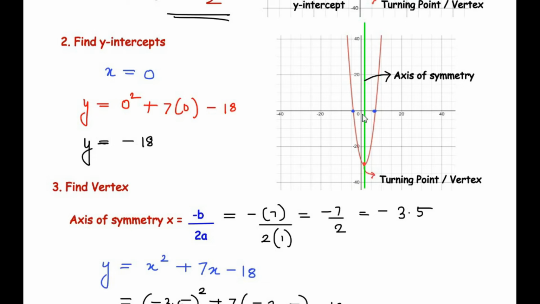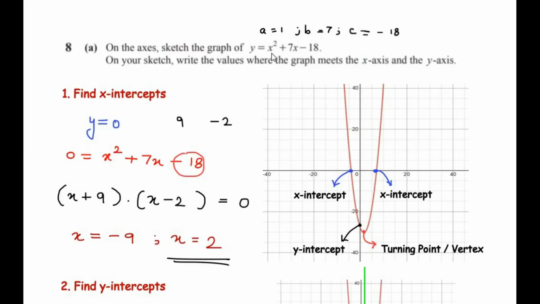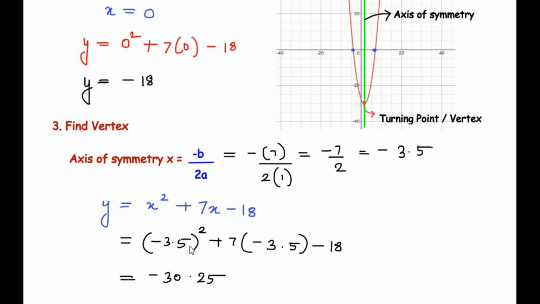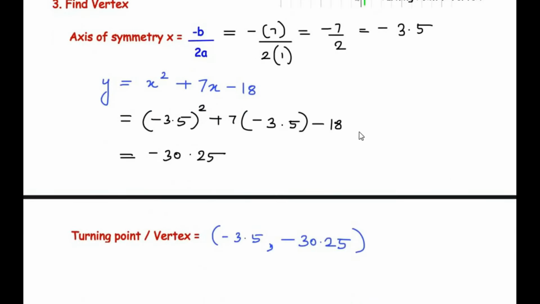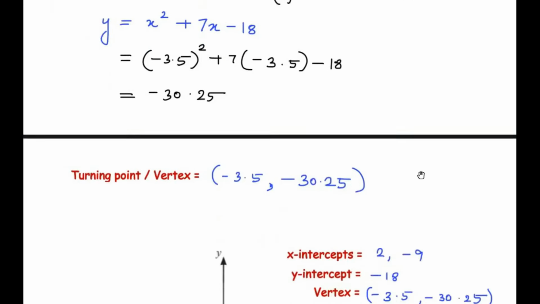Now once we have got the x coordinate, we can find its y coordinate by plugging in the value of x in this given equation for y. y is equal to minus 3.5 square plus 7 times minus 3.5 minus 18. So this will give us the y coordinate of the vertex as negative 30.25. So here we have the coordinates of vertex as negative 3.5, which is the x coordinate, and the y coordinate is negative 30.25. Now using all the three, let us draw the graph over here.